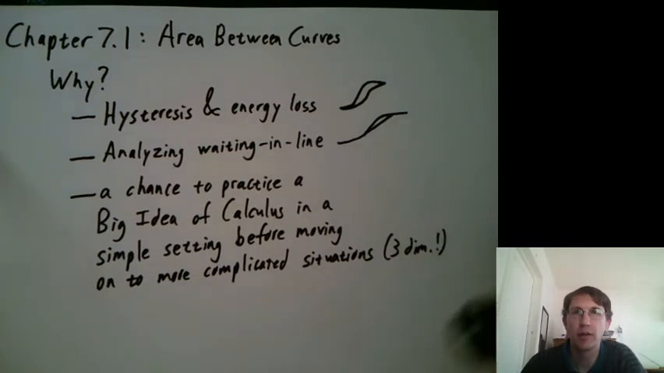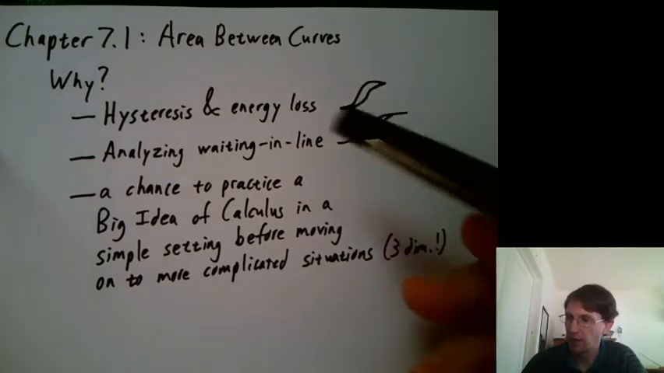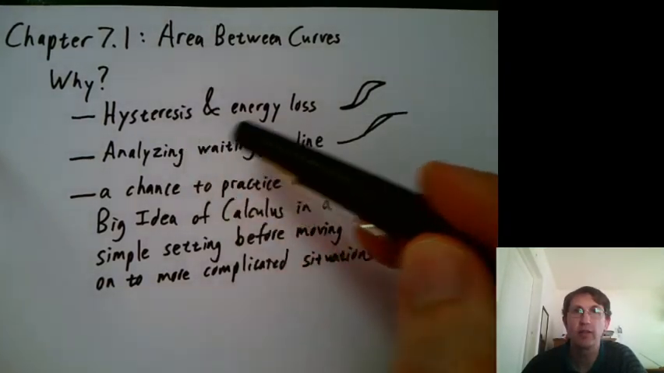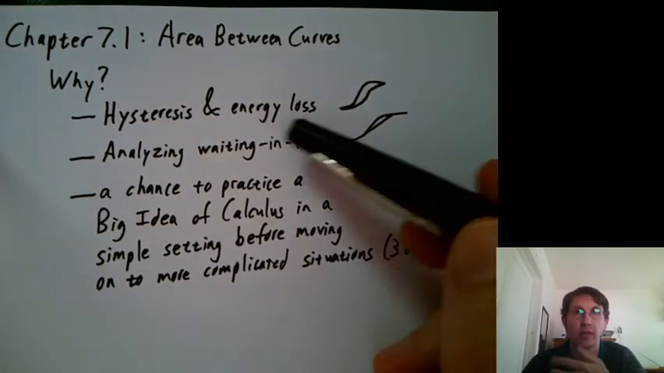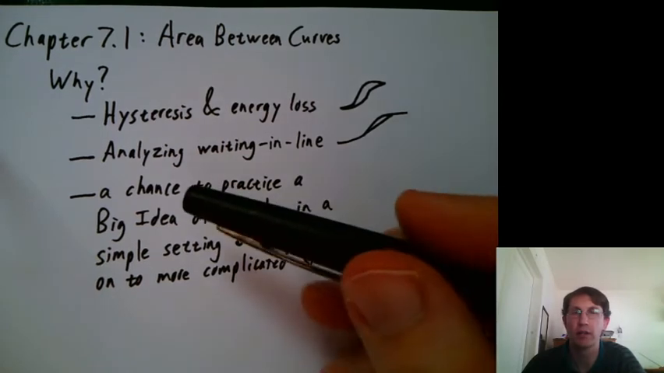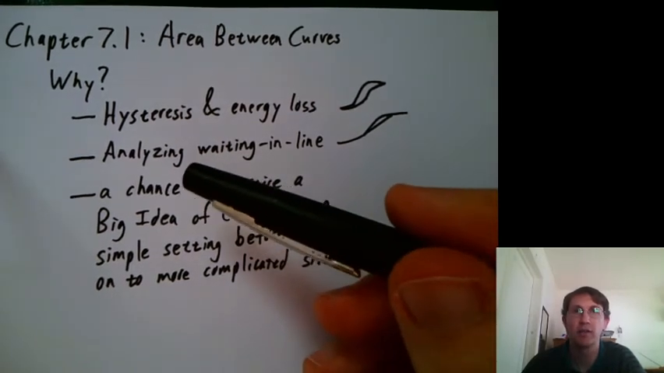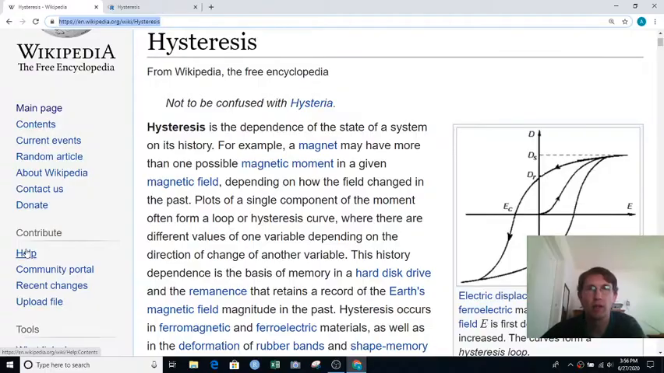Chapter 7.1 is about the area between curves. A good first question would be, why should we care? There's something called hysteresis that involves energy loss in all kinds of systems, electronic engineering stuff. There's hysteresis in biology, economics, all kinds of interesting stuff. Let's go see that. So here's the Wikipedia page for hysteresis.